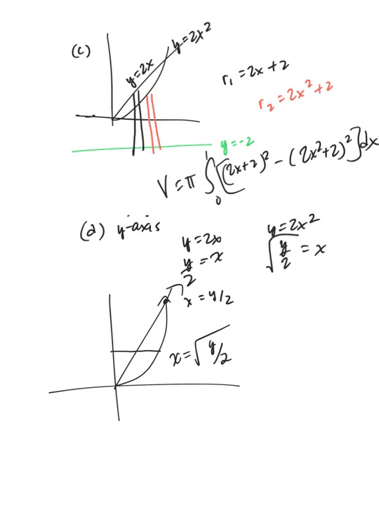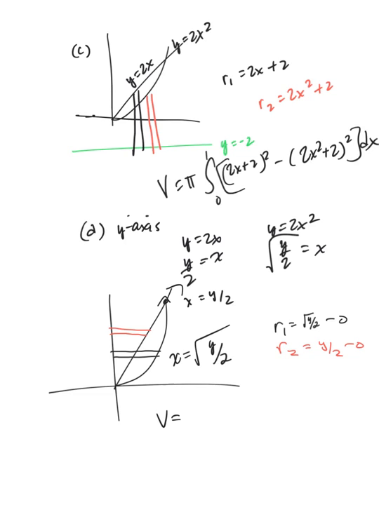Now let's look at our outer curve. This is further away. So R1 is going to be the square root of y over 2. R2 is going to be this curve, which is simply y over 2. Technically, it's minus 0, but we know that subtracting 0 doesn't do anything.